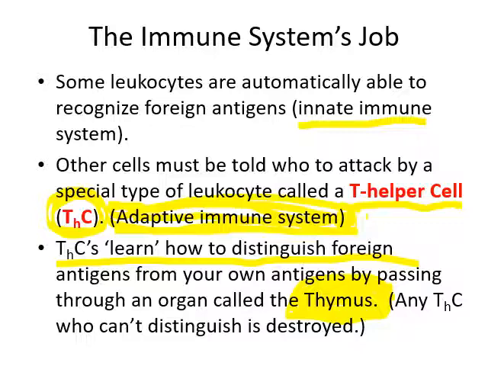The truth is that all of the T helper cells are sent through the thymus, where they get a sort of test as to whether or not they can distinguish your tissues from foreign tissues. And if they fail the test, they're destroyed.